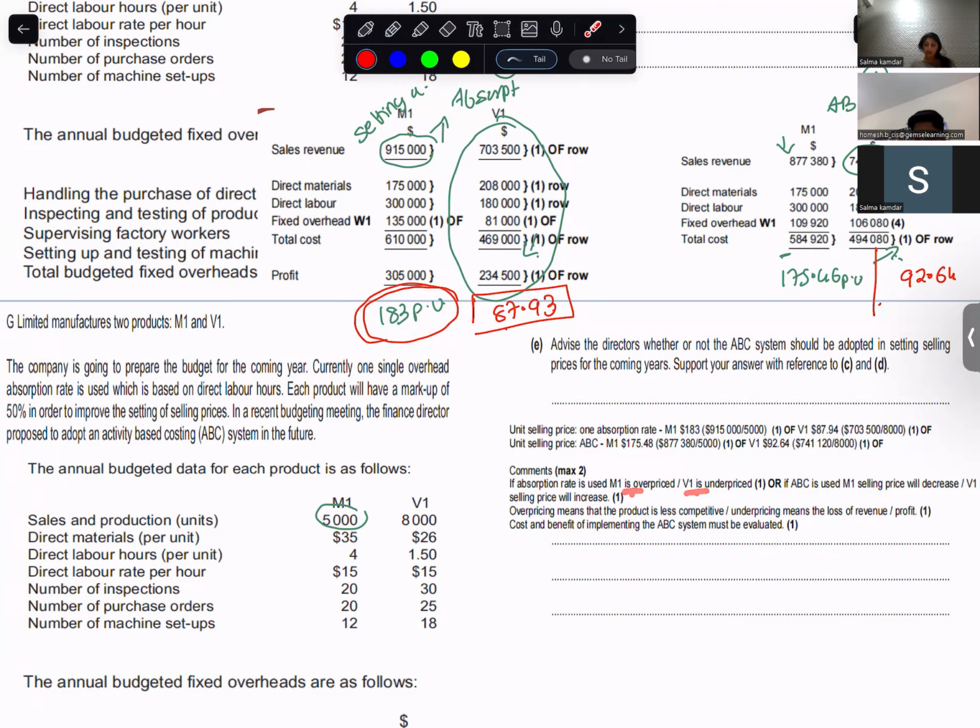Overpricing means the product is less competitive, and underpricing means we lose revenue. So when I compare the unit selling price based on the activity, I think that we should implement the ABC system. Okay, I'm giving you time to write.